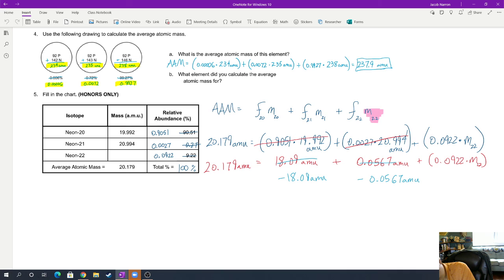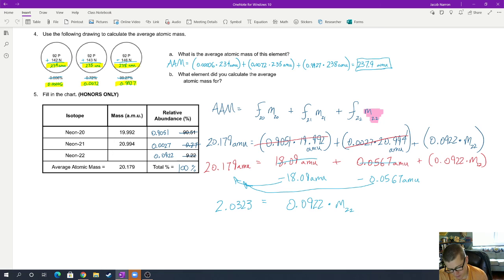You know, basic algebra. So I end up getting 2.0323 is equal to 0.0922 times that isotopic mass that we're looking for, mass of 22. Let me let that load real quick so you can see what I mean. So I just subtracted both of those from that value over on the left side. That's really all I did.